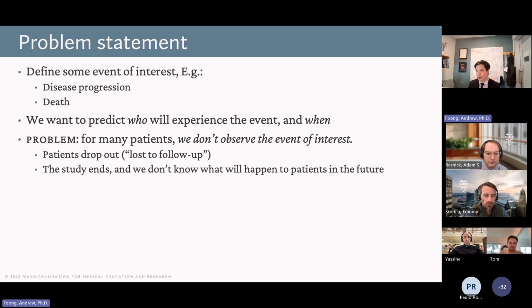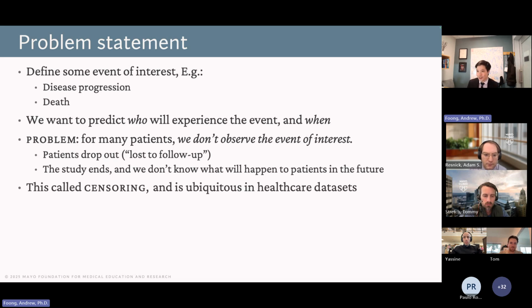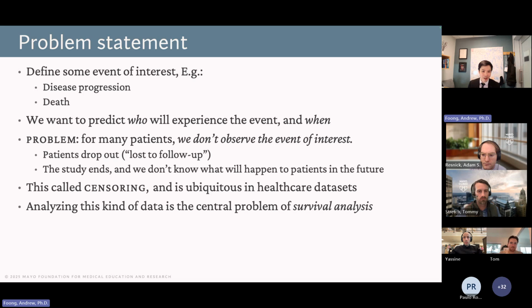So you enroll people over a period of 10 years, but today you're going to finish your study. Some people have not yet had the event of interest by the time you finish your study, and you don't know what's going to happen to them in the future. You just don't observe the future. This is called censoring, and it's ubiquitous in healthcare data sets. Particularly if you're going to work with any historical cohort, training models on the EHR, you're going to come into a censoring problem.